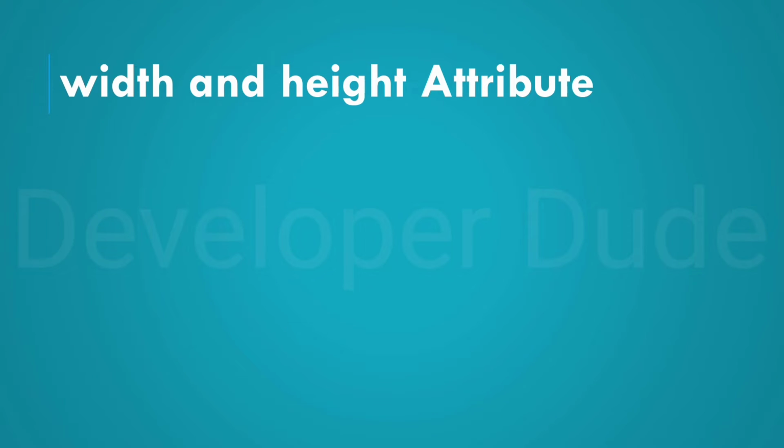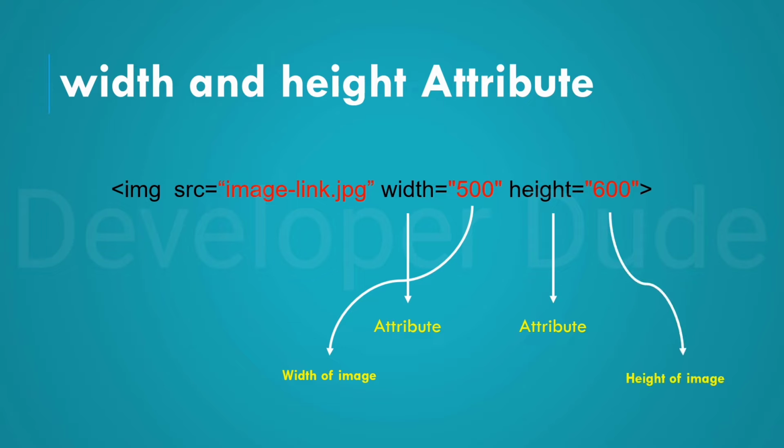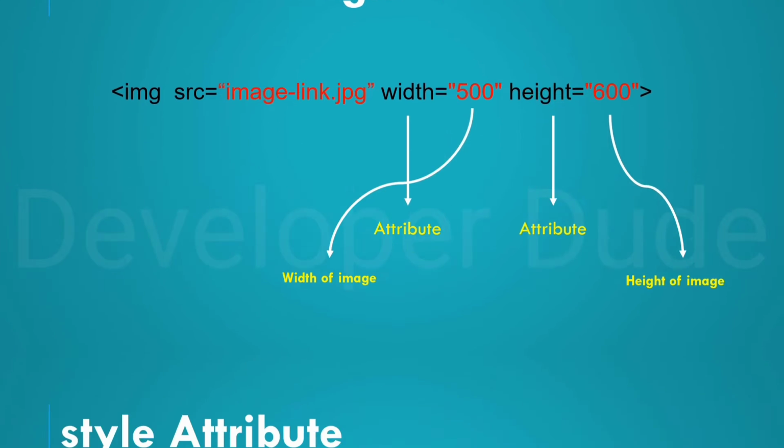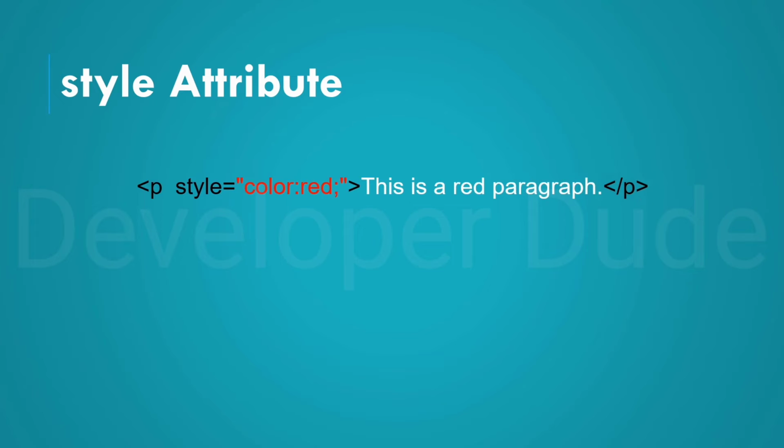Width and height attribute. The image tag should also contain the width and height attribute, which specify the width and height of the image in pixels. Style attribute. The style attribute is used to add styles to an element such as color, font, size, and more. This is a red paragraph.